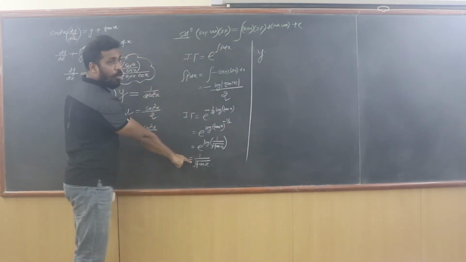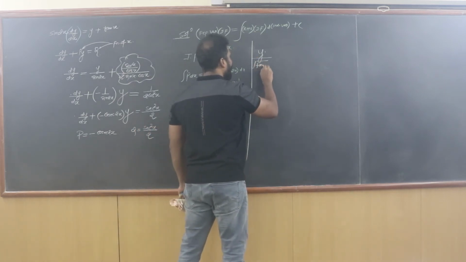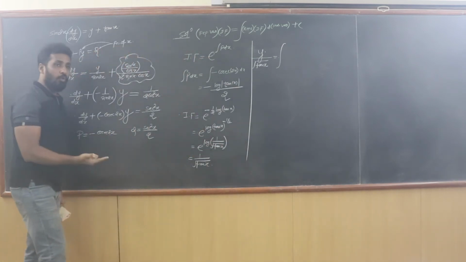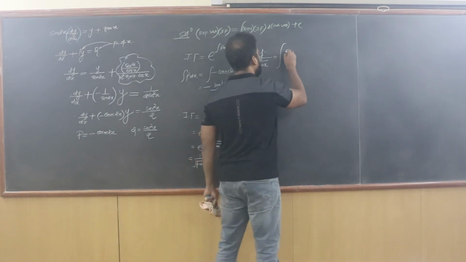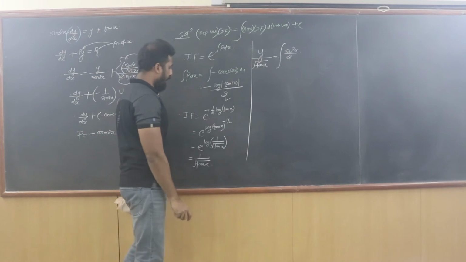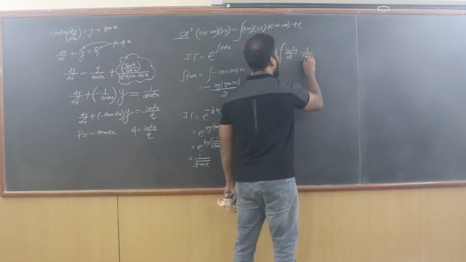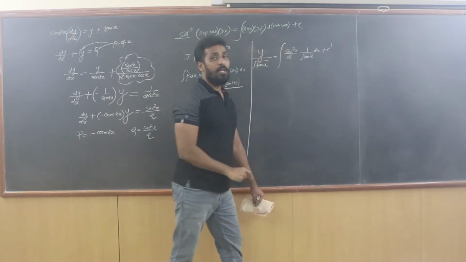So that's 1 upon root of tan x. So I'm going to write y upon root of tan x is equal to the integration of the right hand side, which is q. In our case, q is sec square x upon 2. So I'm going to write sec square x upon 2 into the integrating factor, which is 1 upon root tan x, dx, and plus initially I write c dash.